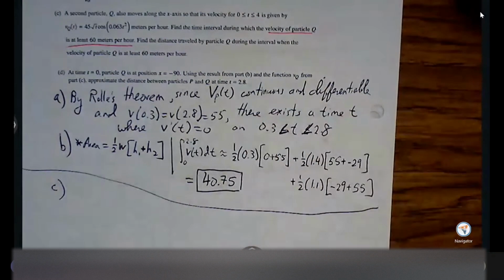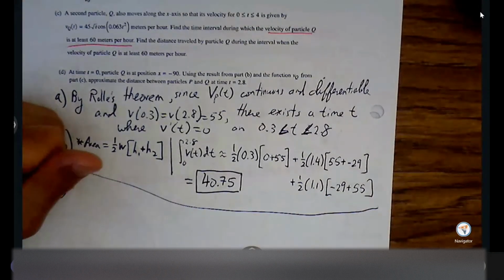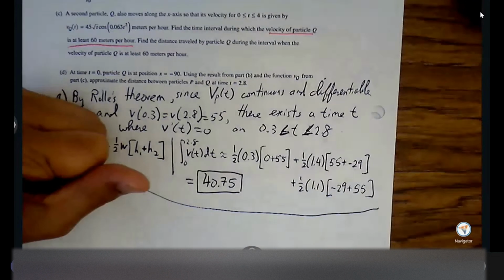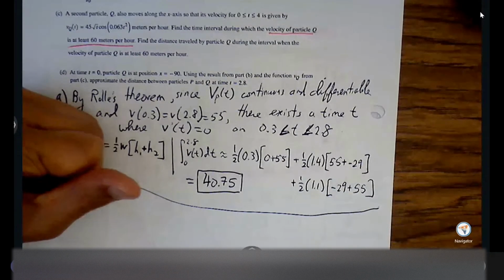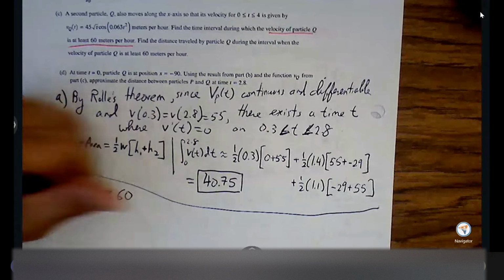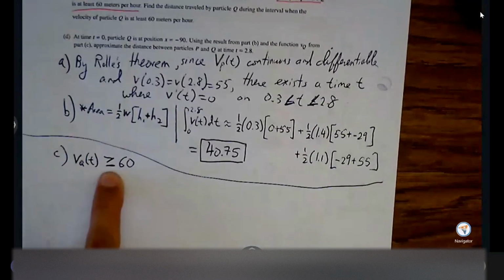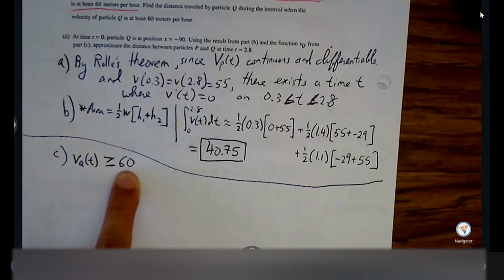So I'm going to figure out when velocity is at least 60 meters per hour. Let's create an equation or an inequality that represents that. So I want to know when my velocity is at least, so in my mind, I'm thinking that's greater than or equal to 60. Okay, when is the velocity going to be at least 60 meters per hour?